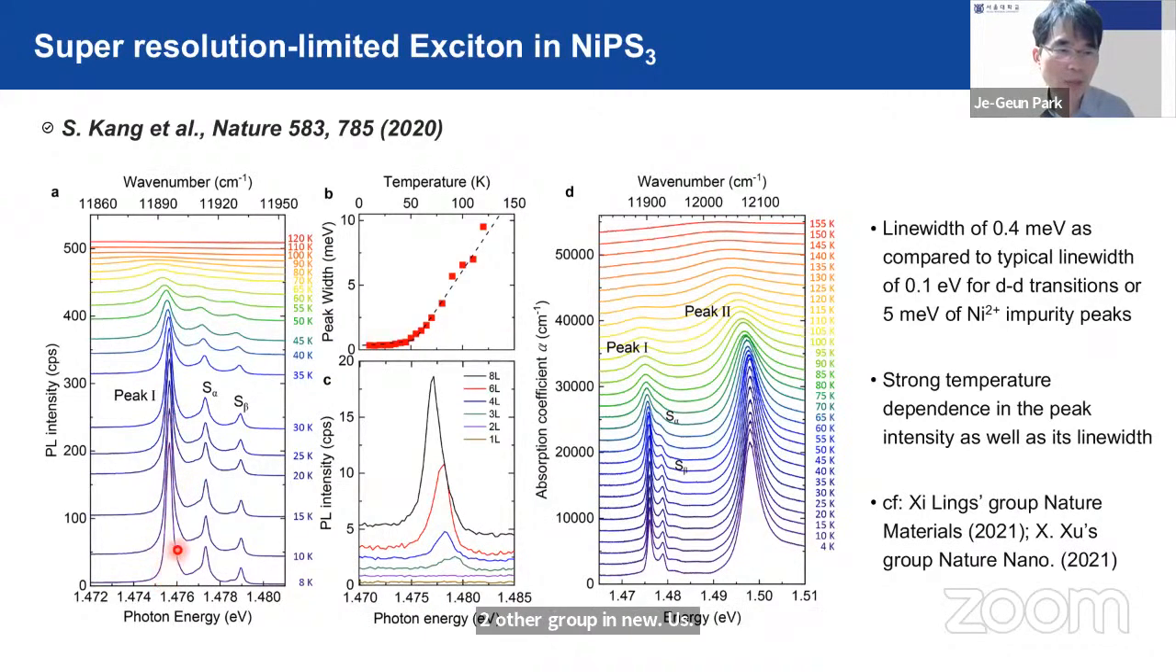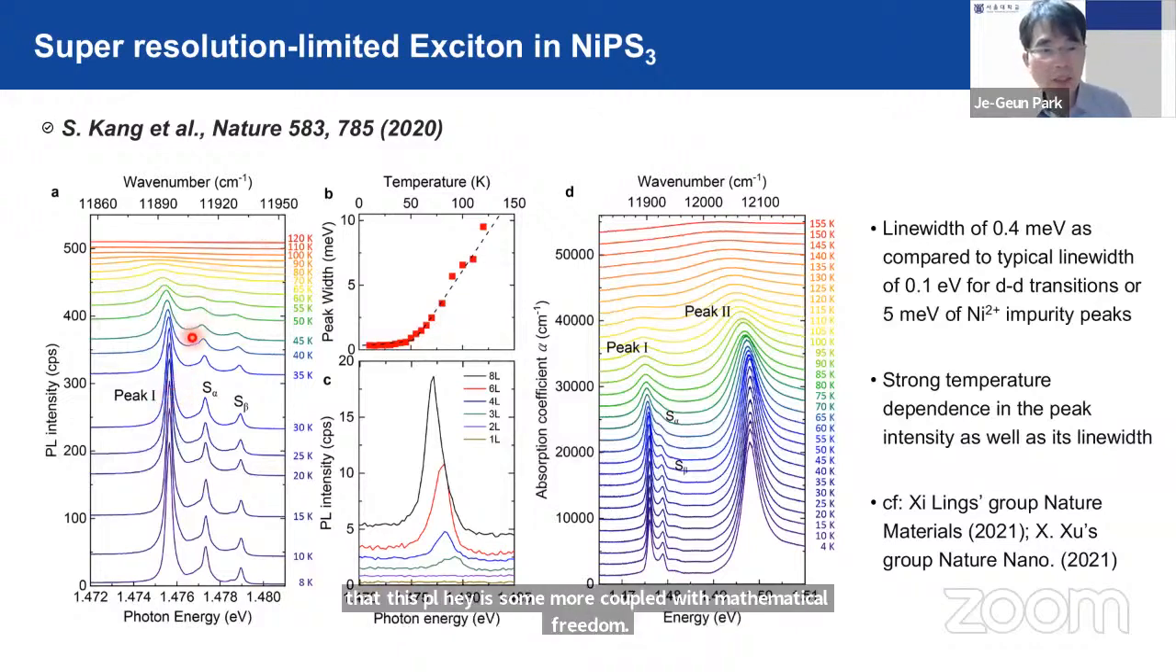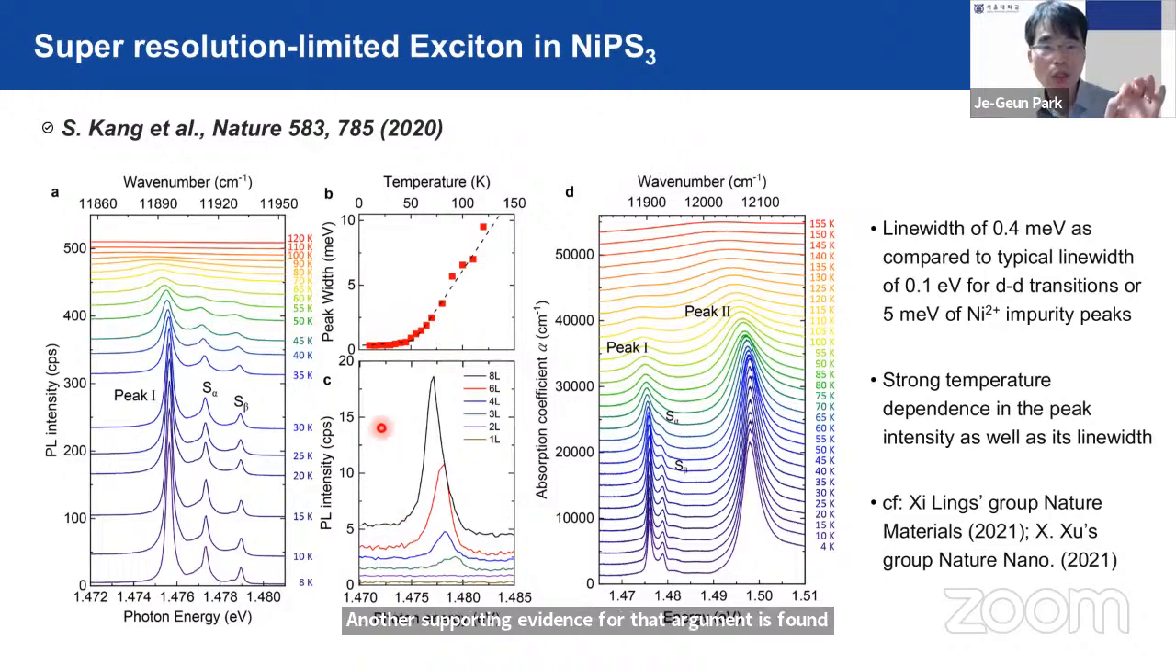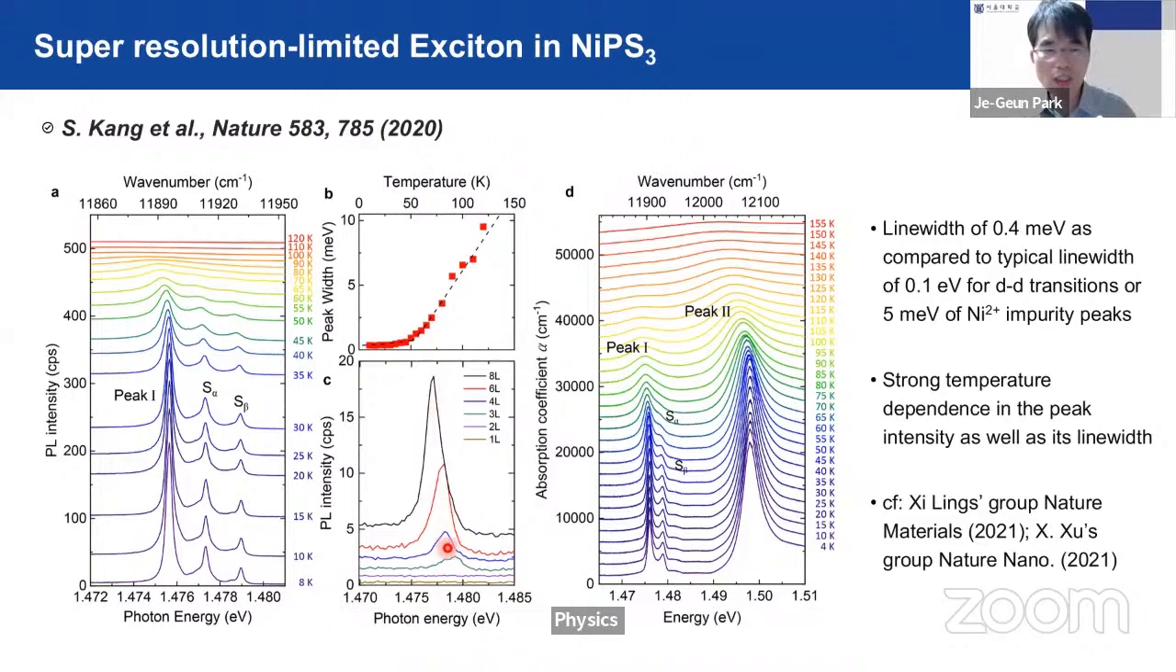And this narrow PL has strong temperature dependence, as you can see here. The T_N for nickel PS3 is about 150K, and so in the paramagnetic phase, at high temperature, this PL disappears. This clearly indicates that this PL peak is somehow coupled to magnetic degrees of freedom. Another supporting evidence for that argument is found in the thickness dependence. As I said, for the XY model, the order parameter disappears at monolayer because this is BKT physics. This PL peak also is suppressed as you go thinner and thinner, which is clearly consistent with the thickness dependence of the order parameter. These two data indicate that these excitons are not the usual excitons. These are somehow related to magnetism, and that's what we call magnetic excitons.